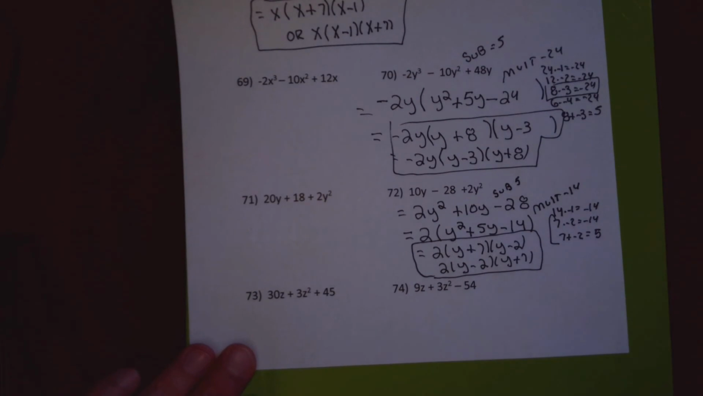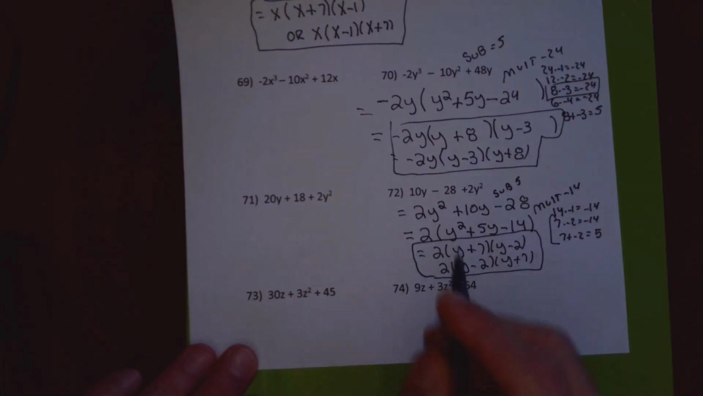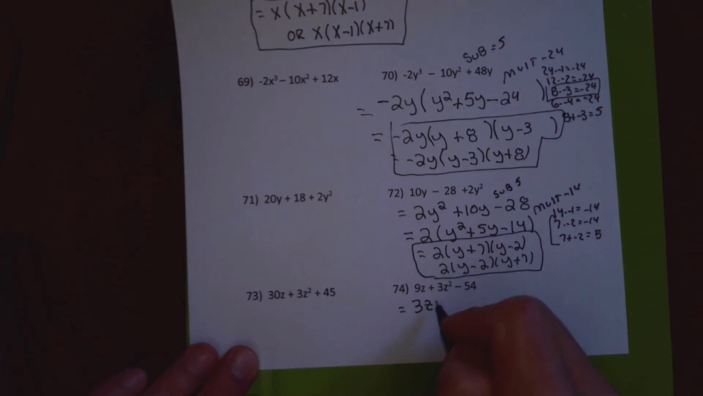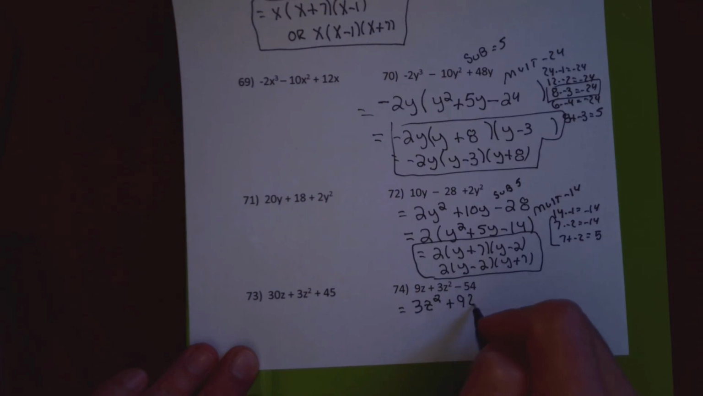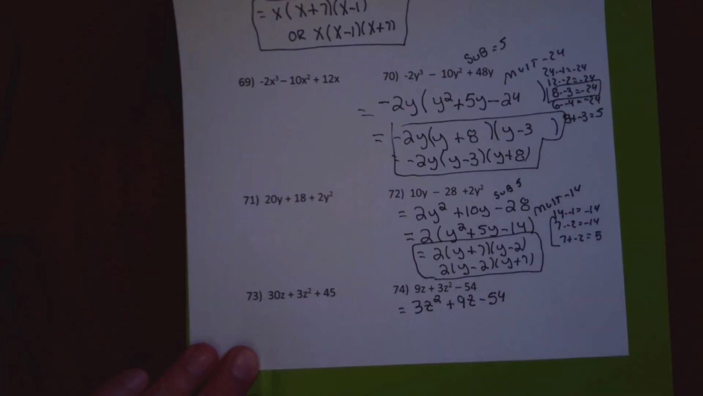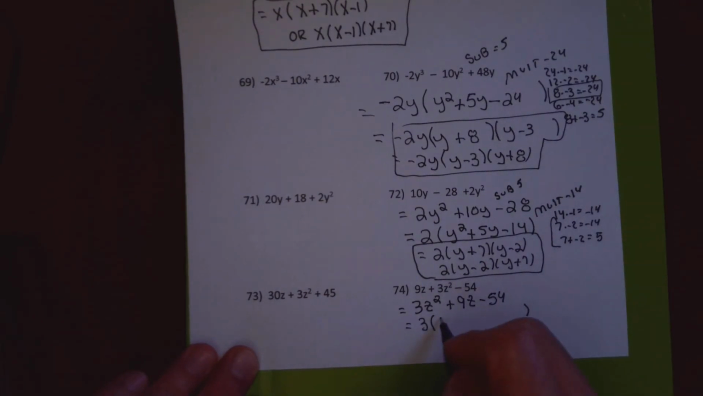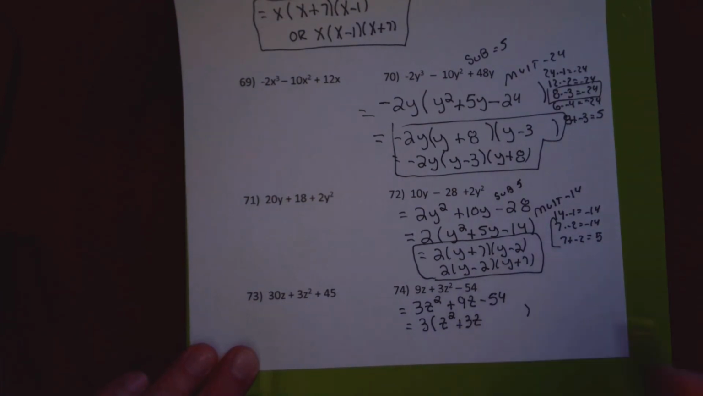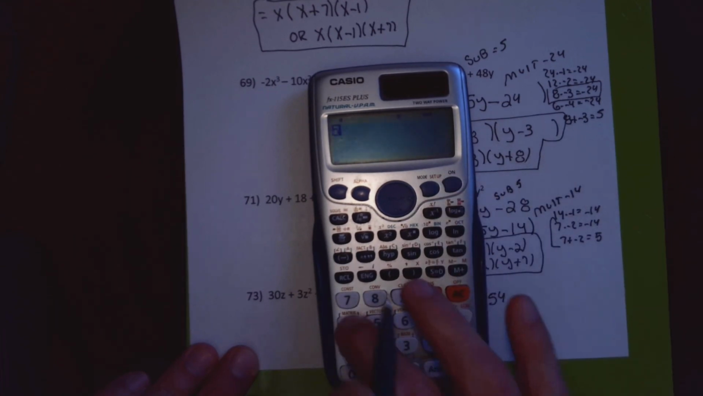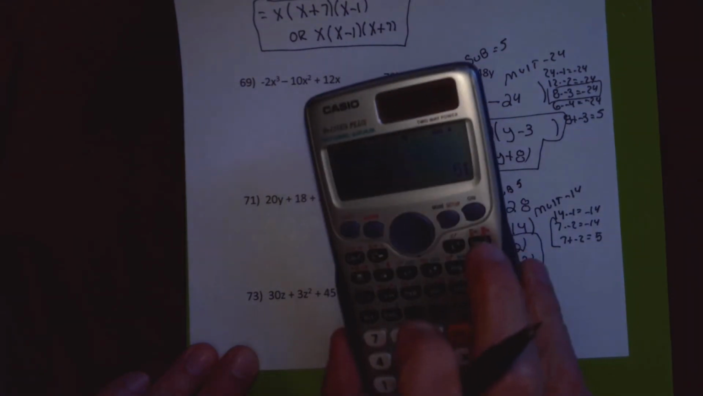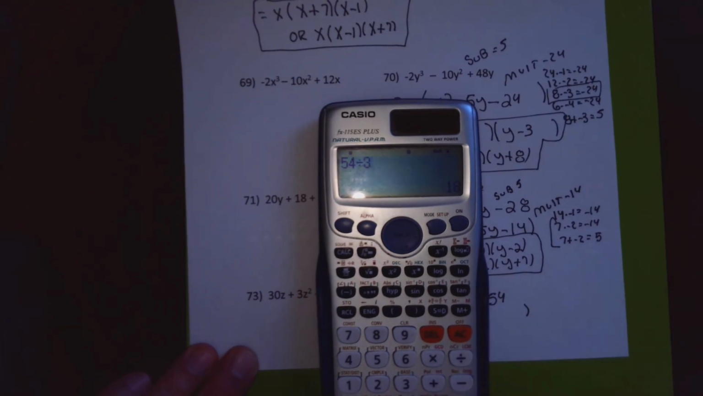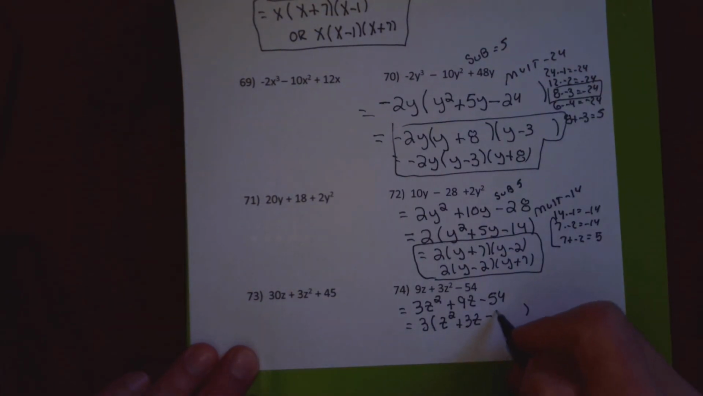73 and 74 are kind of twins that are equally bad. There's a common factor, but I have to rewrite it first with the squared term first, the first power term second, and the constant last. 3, 9, and 54 are all divisible by 3. I'm going to pull out a common factor of 3. I'd be left with a z squared because 3 divided by 3 is 1. 3z because 9 divided by 3 is 3. And 54 divided by 3 is 18. So I'm going to be left with a minus 18.